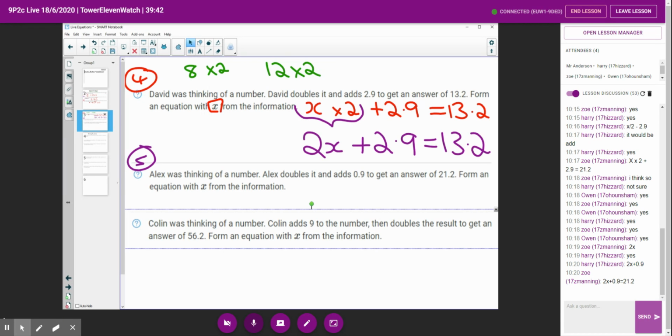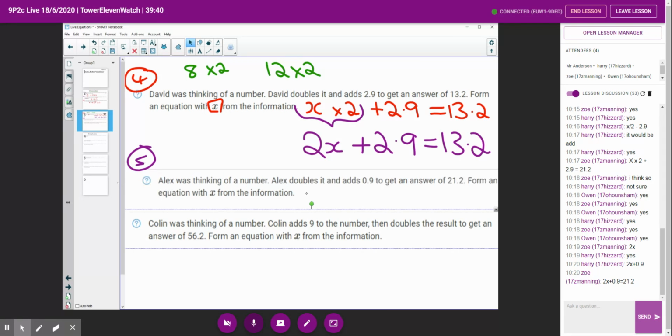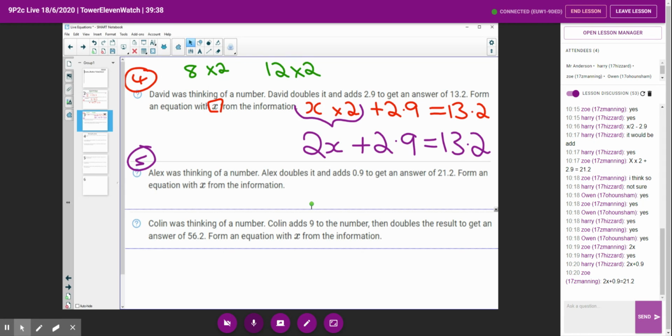So Alex is thinking of a number. He doubles it. So doing 2x will get us doubling the number. He then adds 0.9. Right. Harry, with your answer, do you see that you've got to that point there, Harry? 2x plus 0.9.